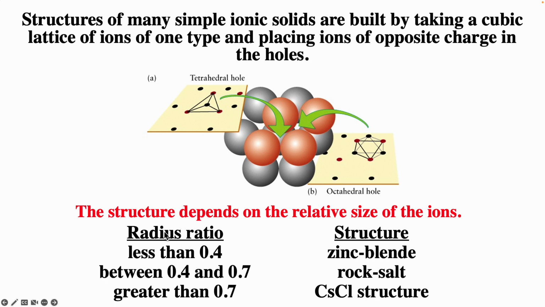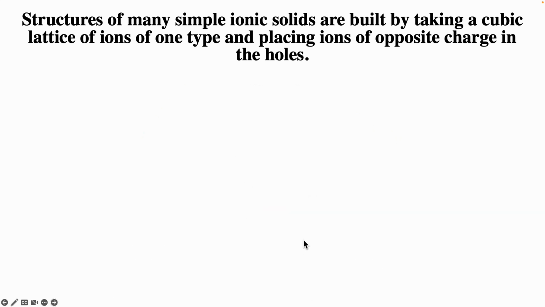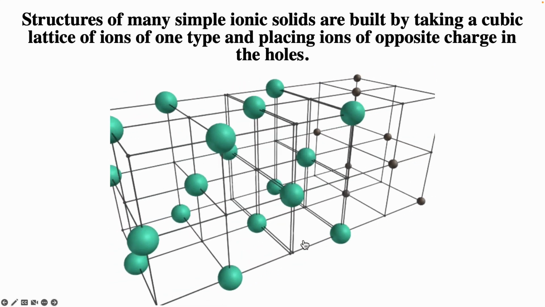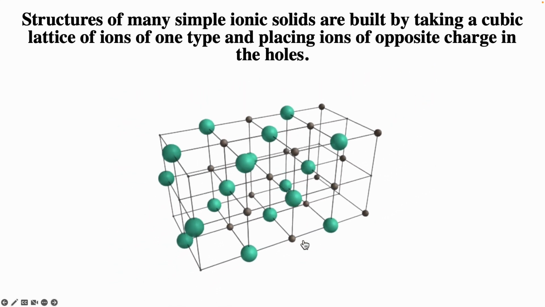If the ratio of radii is less than 0.4, the structure tends to be zinc blende. If the radius ratio is between 0.4 and 0.7, then often you'll get a rock salt structure. If the ratio of the radii is greater than 0.7, you'll often get a cesium chloride structure. Many elements, covalent compounds, and, as you'll see in the next two examples, ionic compounds adopt cubic closest packing.